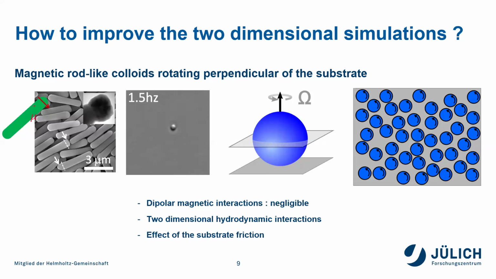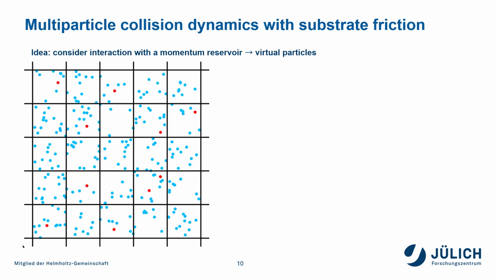So we can check, I will not show it today, that dipolar magnetic interactions are negligible. And then we decided to look at what was happening with the substrate friction. And in order to implement substrate friction, I told you a little bit about MPC. We have just 2 dimensions, so we cannot put a friction with a substrate because our system is the substrate, so it is all taking that into account.